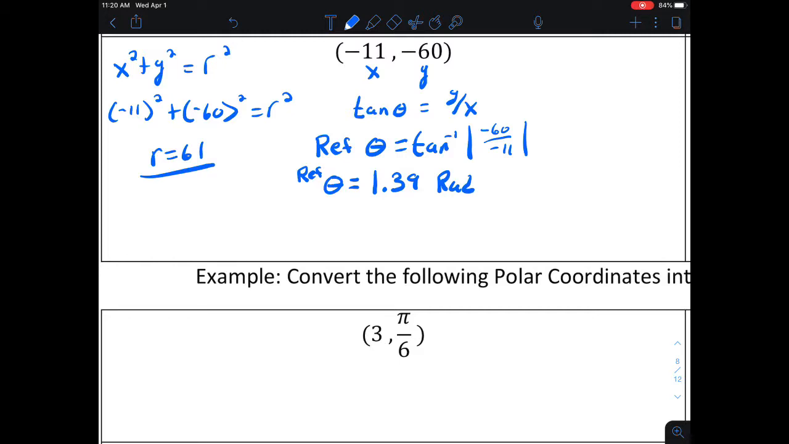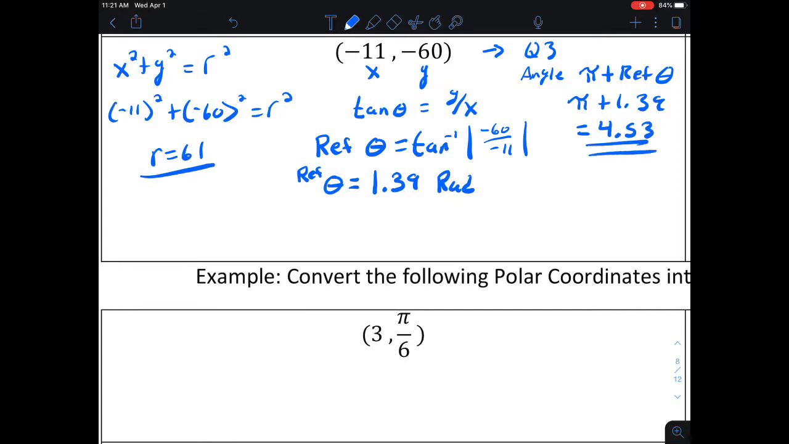Now, this coordinate we're given lies in quadrant 3. So that negative 11, negative 60 is a quadrant 3 angle. So our angle measure, in this case, is going to equal, quadrant 3 says do pi plus our reference angle. So our angle is going to come out to be pi plus 1.39 radians, which is going to give us approximately 4.53. So the polar coordinate here in radians is going to be 61 by 4.53 radians.